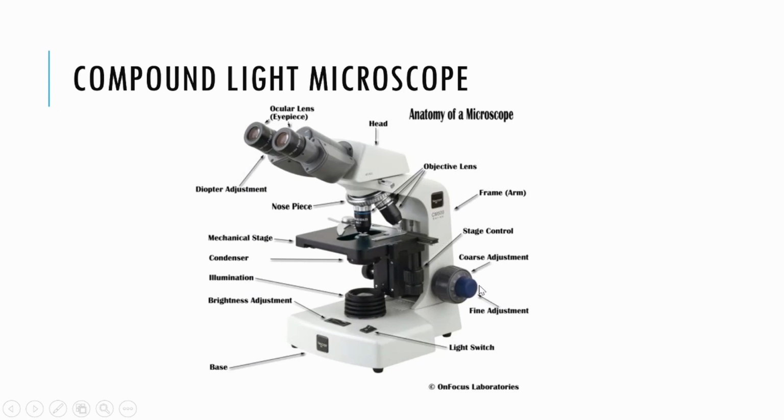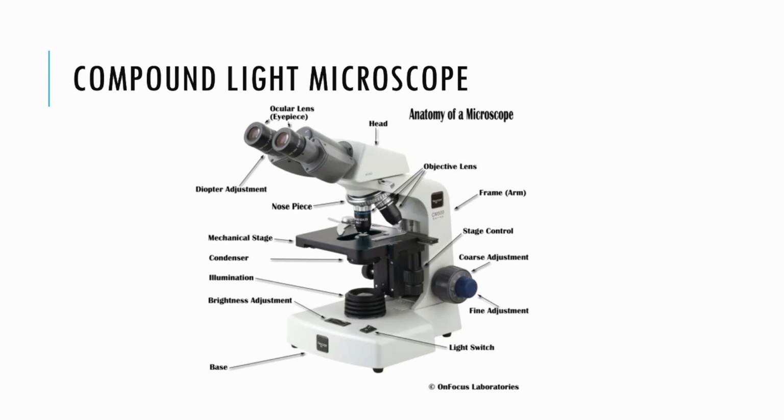The difference between the two is that the coarse adjustment knob will make really large changes to how high or low the stage is, whereas the fine adjustment knob will make very subtle changes. So when you're first putting your slide on the stage and you're at a low magnification, trying to find the image, trying to get things relatively in focus, the coarse adjustment knob is a great place to start.